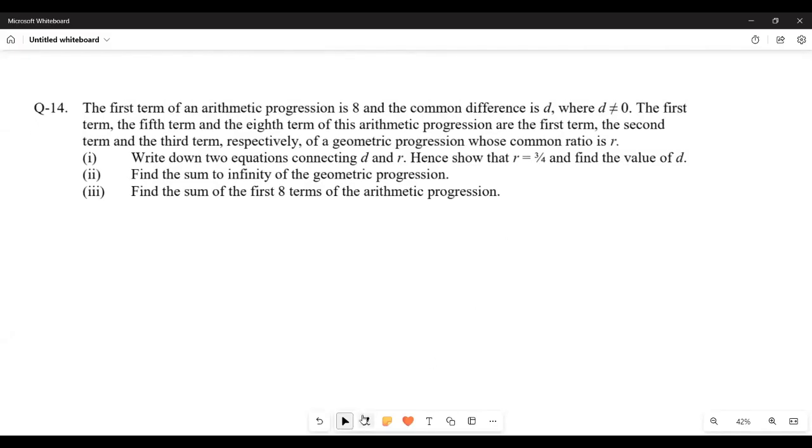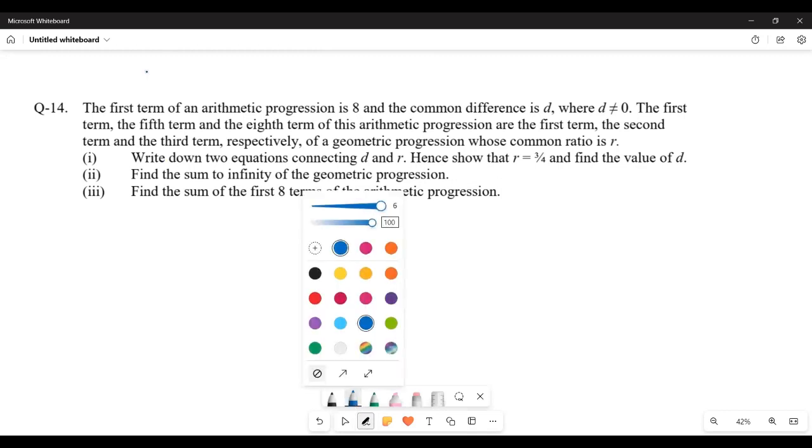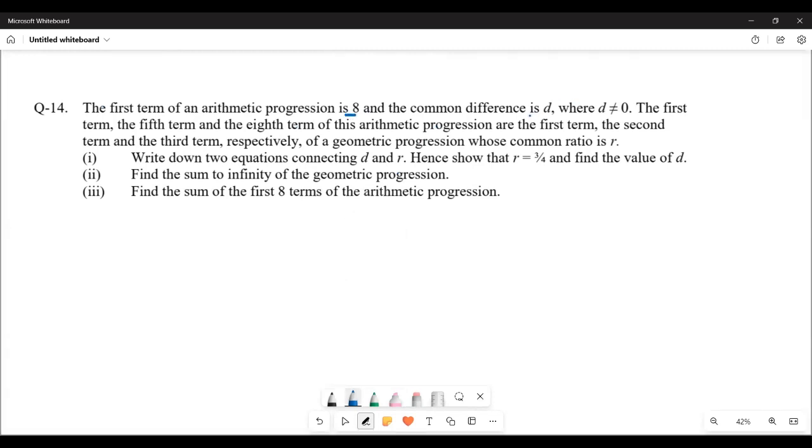Question number 14 of the worksheet: the first term of an AP is 8. The common difference is D. The first term, the fifth term and the eighth term of this AP are the first term, second term, and third term, respectively, of a geometric progression. Okay, so the first term of the AP is going to be A. The first term is A.